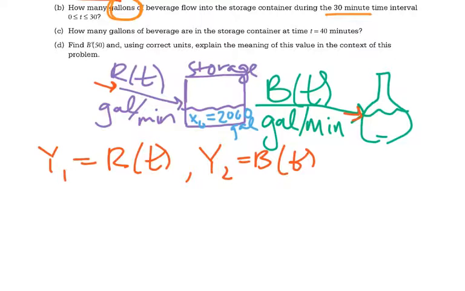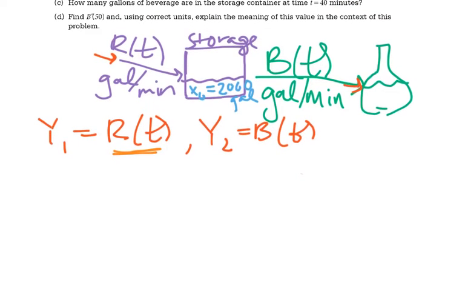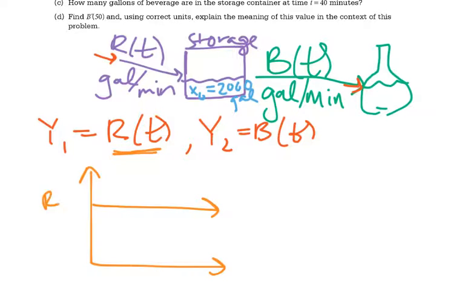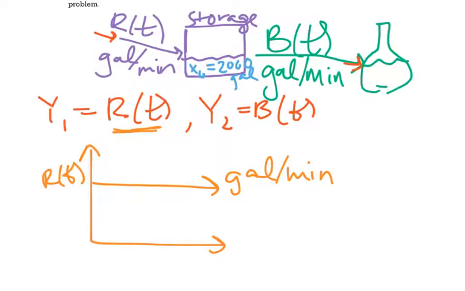Okay, since we're talking about beverage flowing into the container, we are going to be using R somehow. And we know R of t is in gallons per minute, but we want to go to just gallons. So imagine that we're graphing R of t, and it looks something like this. So we're going to say that this is R of t in gallons per minute. And we want to go just to gallons. Well, let's think about what's on our x-axis. This would be time in minutes.